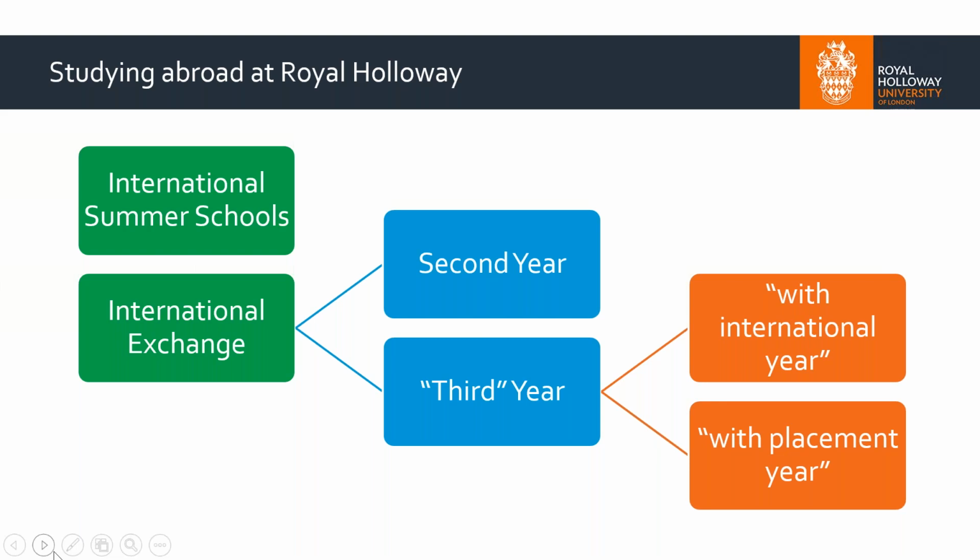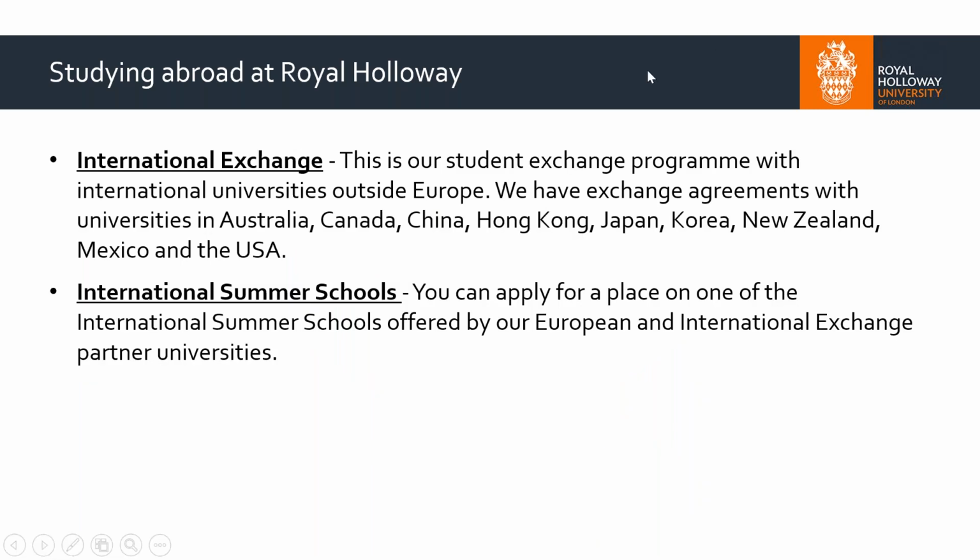And then you have two options of how you would like to do that. If you choose to do a third year choice at Royal Holloway, you can either go through an international year pathway, or you can go through a placement year pathway. And we're going to look into what those mean specifically. So as I've said, international summer schools are options, as well as more general international exchanges.